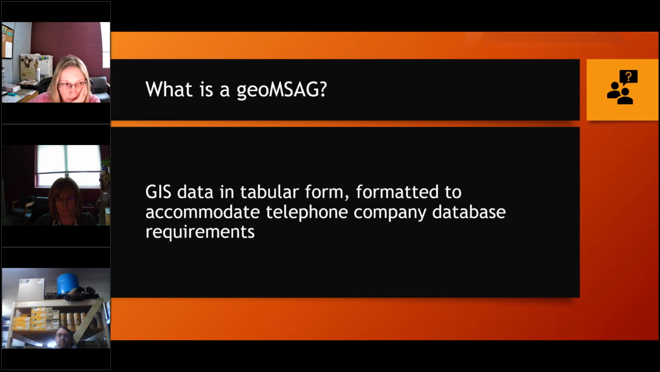But the very first one I get probably the most often is, what is a GeoMSAG? And the GeoMSAG is basically GIS data in a tabular form. It is formatted to accommodate the telephone company database requirements. The MSAG, it was a master street address guide and was basically just a big listing of roads, road names, community names, and address ranges associated with a particular emergency service number.